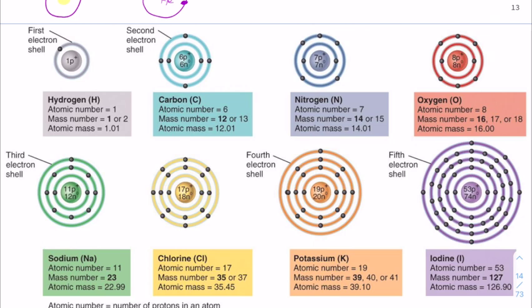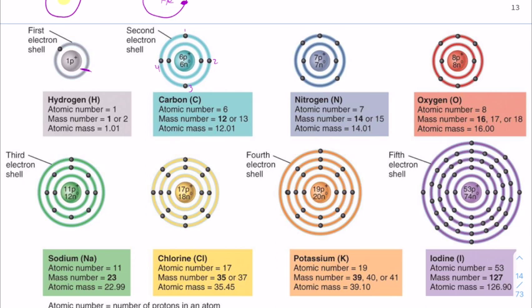Its atomic mass is 1 or 2. It's got 1 proton, 1 electron. It wants to fill this space to have a full valence shell. Carbon only has 4 electrons in this outer shell. You see 1, 2, 3, 4. Carbon wants to find 4 more electrons to fill its outermost shell. So carbon will bond pretty easily.